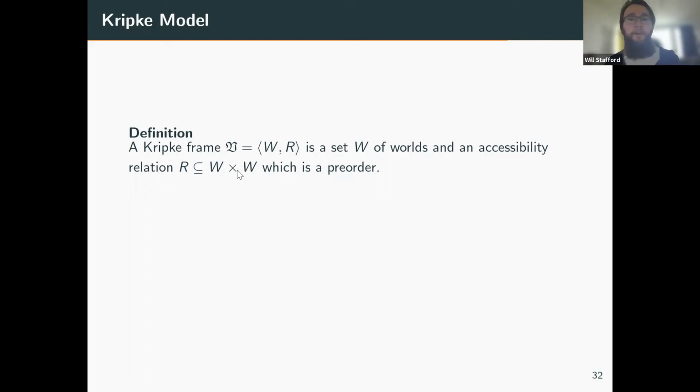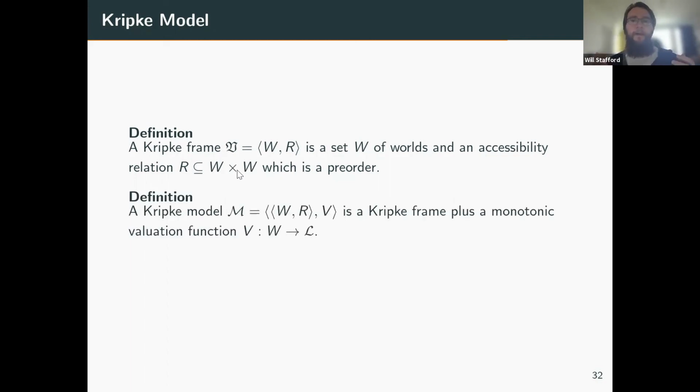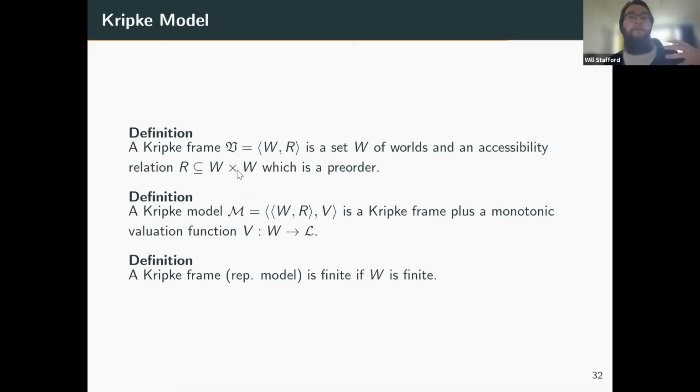So a Kripke frame, an intuitionistic Kripke frame, is going to be a pair consisting of a set of worlds and an accessibility relation, which is a preorder. A Kripke model is then just a Kripke frame plus a monotonic valuation function. And we're going to call a Kripke frame finite just in case the set of worlds is finite. Though it still may force infinitely many atomic formulas.